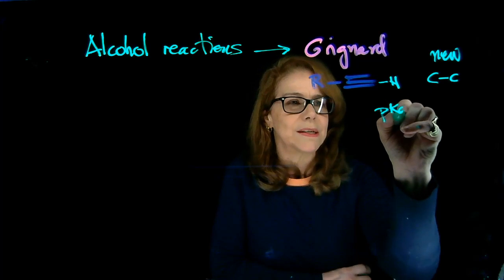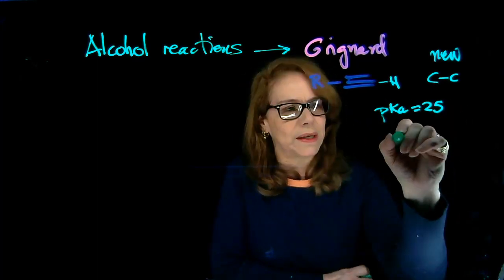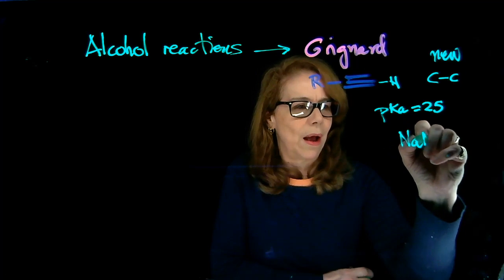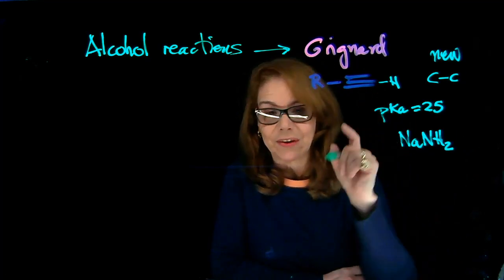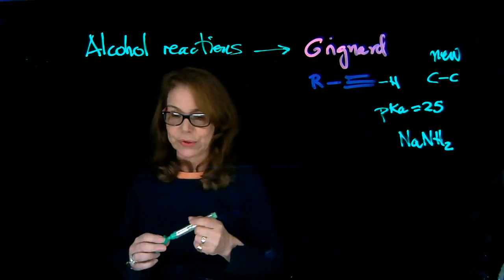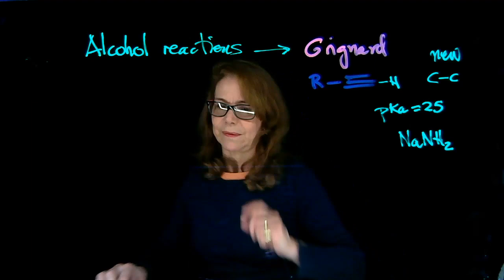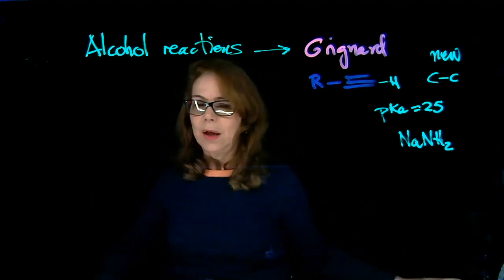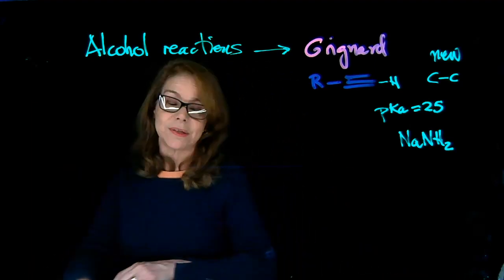The pKa here is 25, and it can be removed with very strong bases such as sodium amide. Once you produce the anion, it can be used as a nucleophile in a similar way to how we use Grignard reagents, and we make, again, new carbon-carbon bonds.